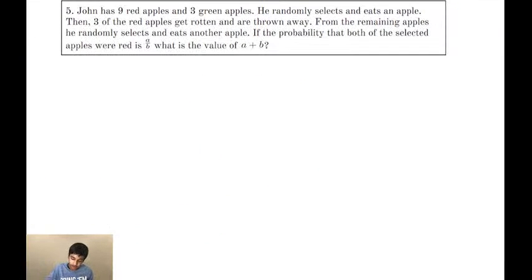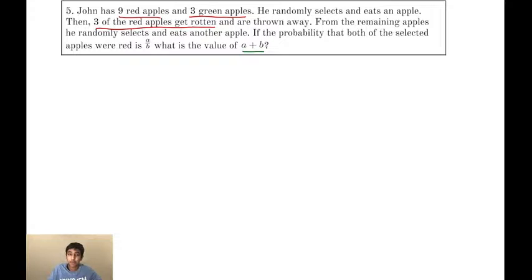Now let's take a look at the next problem. John has 9 red apples and 3 green apples. He randomly selects and eats an apple. Then 3 of the red apples get rotten and are thrown away. And from the remaining apples, he randomly selects and eats another apple. If the probability that both of the apples are red is A over B, find A plus B.